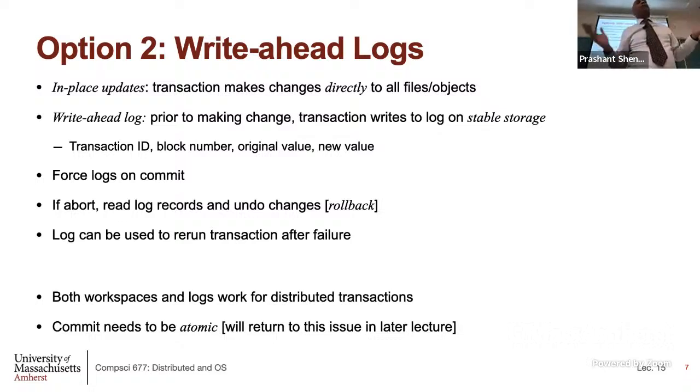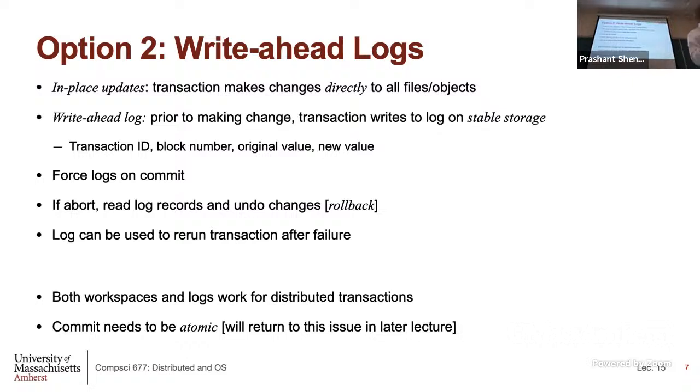Now, if the transaction is successful, there's nothing to do because the changes have already been made live to the database. But on the other hand, if you want to undo the transaction's changes, then you have to go to the log and do what's called a replay of the log backwards, as we'll see in an example, which is also called a rollback. So if there's an abort, you read the log records and you undo the changes. Because you kept track of every change that was made, you can undo those changes.